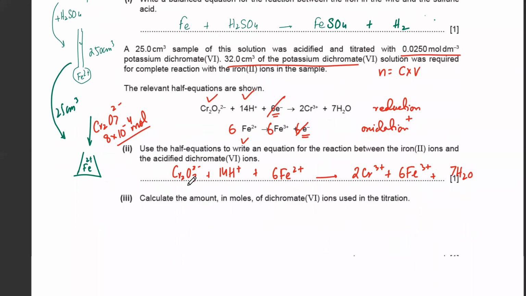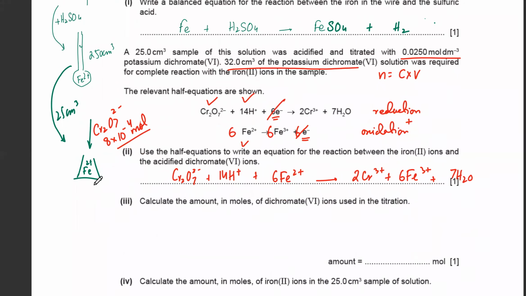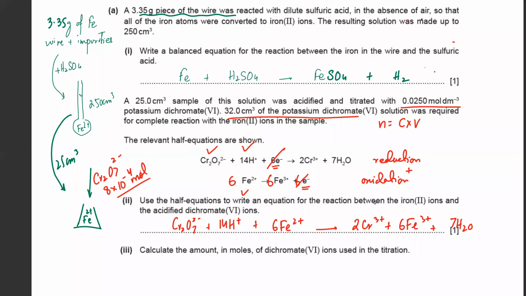So we did that. And then he's going to ask you to find the moles of iron 2+ ions. So what's the ratio? From the equation we just did, dichromate and Fe are in a 1:6 ratio. That's why the equation was important. If this is 8 times 10 to the power of -4, then Fe would be 6 times that. You multiply that by 6. So how much Fe are we getting in this solution?